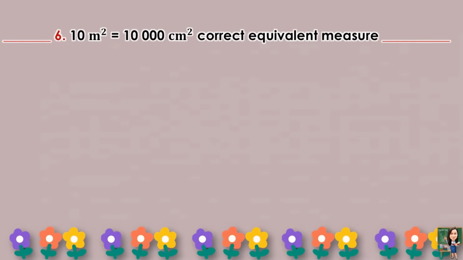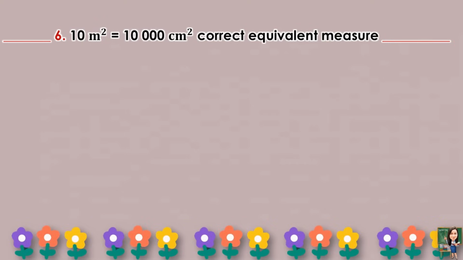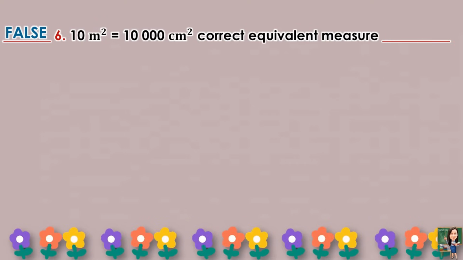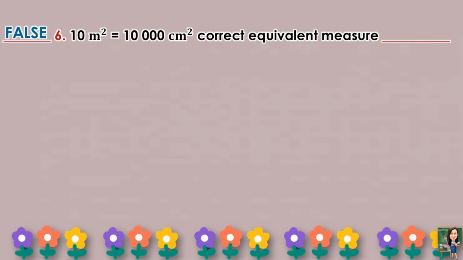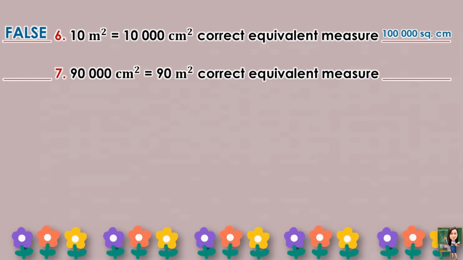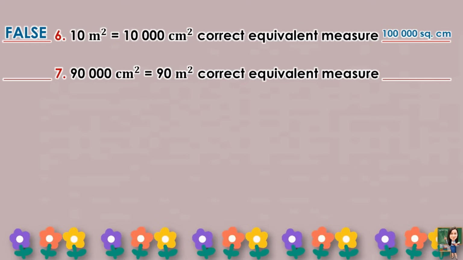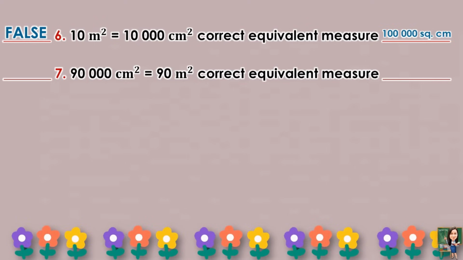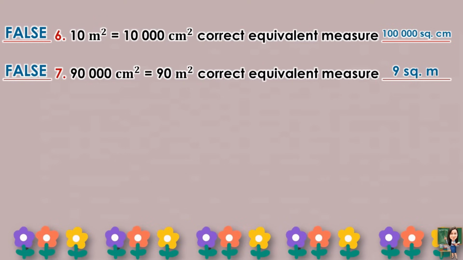Number 6. 10 square meters is equivalent to 10,000 square centimeters. Is it true or false? Very good. The correct answer is false. The correct equivalent measure is 100,000 square centimeters. Number 7. 90,000 square centimeters is equivalent to 90 square meters. Is it true or false? Very good. The correct answer is false because the correct equivalent measure is 9 square meters.